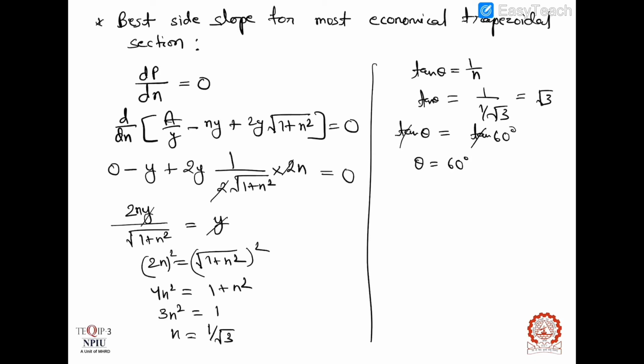So the best side slope for the most economical trapezoidal channel section is 60 degree. Now if we keep the side slope at 60 degree at the beginning and find the most economical channel section condition, in that case we derive one condition.